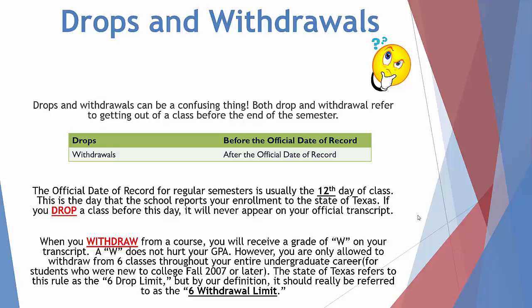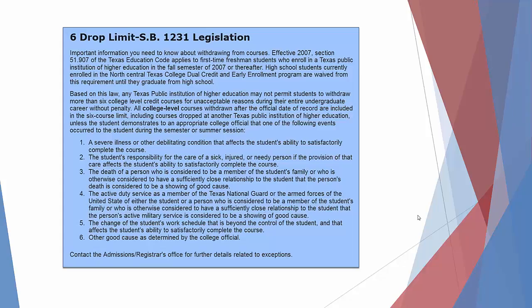The state of Texas refers to this rule as the 6 drop limit, but by our definition, it should really be referred to as the 6 withdrawal limit. You can learn more about the 6 drop limit, or what we refer to as the 6 withdrawal limit, in our catalog. However, we'll quickly touch upon a few key points.